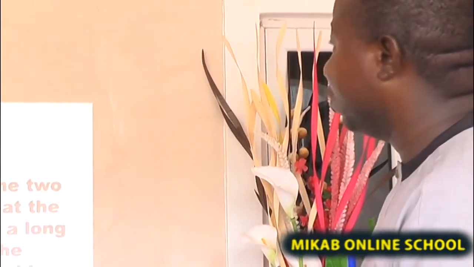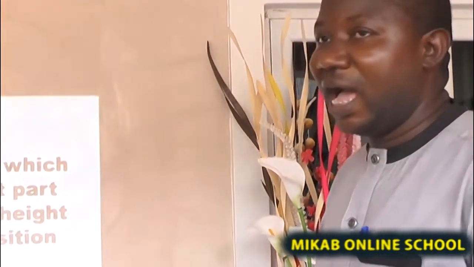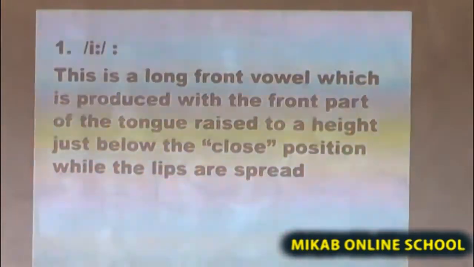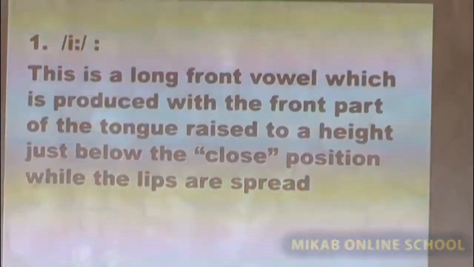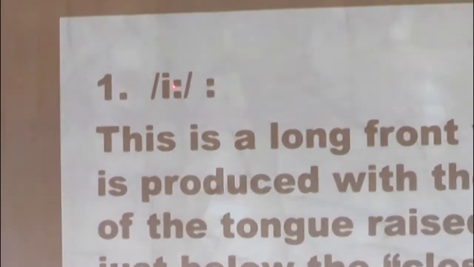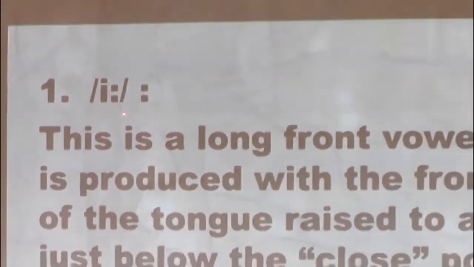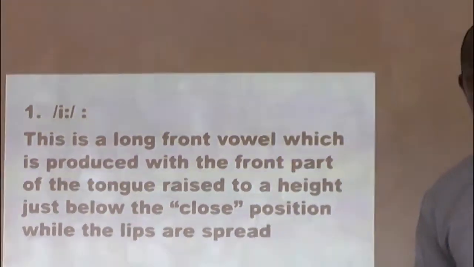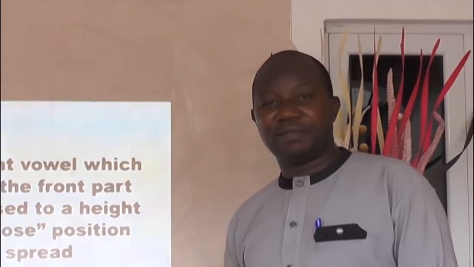Now let's continue with this. We are here now, that is the long vowel sounds. The first one is this. Look at this: i with 2 dots, colon. Now, how do we pronounce this sound? Watch my mouth. It's called ee. Say it after me. Ee. Unlike the previous one where we said i.